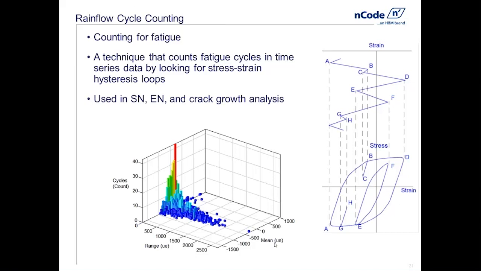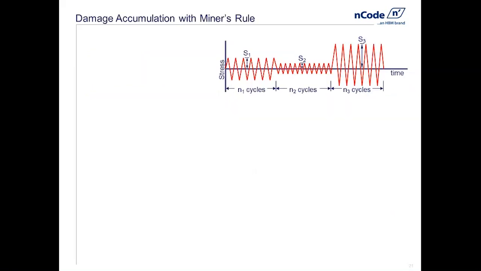The next question is, okay, great, I've counted for fatigue. Now, is it going to break soon? Or how long until it breaks? So how do we use this then? How do we use this with any of these fatigue methods? We use what we call Miner's rule.